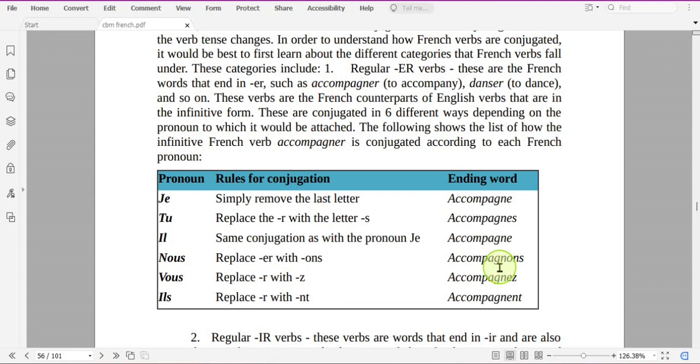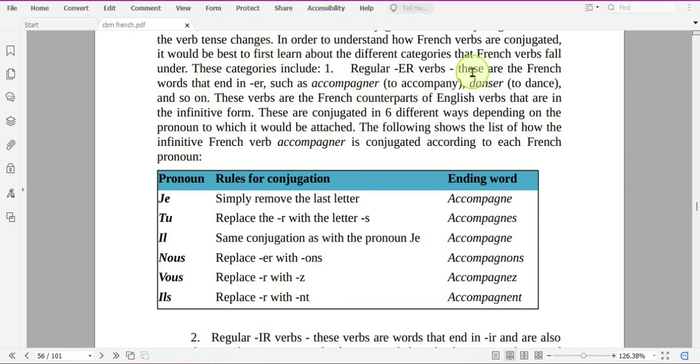Okay, thank you very much. Like you can see in the table, you have pronoun, rules for conjugation, and so on. For je, simply remove the last letter. Accompagner, I accompany. Look at it, accompagner: there should be an R, but because it's je, which means I, the R disappears. For tu, you replace the R with an S. This is for only verbs that end in ER.